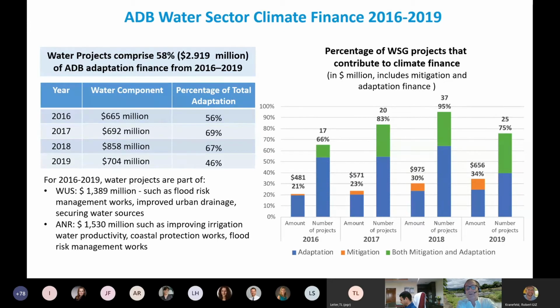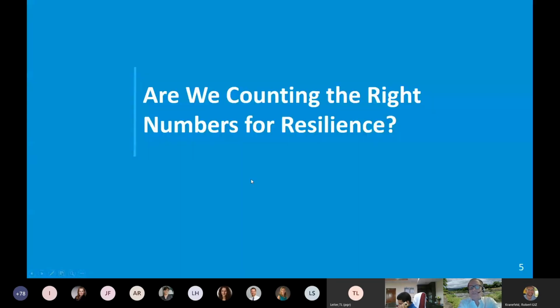But I think more importantly, on the right, you see the bar charts showing total contribution on the left in each year of water sector, but then on the right, you're seeing the percentage of projects that have climate finance in them in the water sector. So it's been going up, but it's about 70 to 80%. So it is a big part of what we do. We have a new program underway, I'm not even talking about, where we're trying to upscale our climate program. So next slide, please. Okay, so we have this methodology. We go through a lot of work on documenting it, but are we really counting the right things for resilience? So next slide.